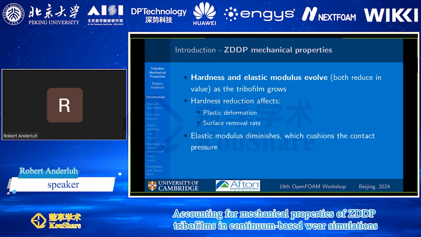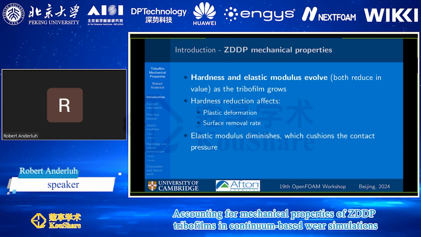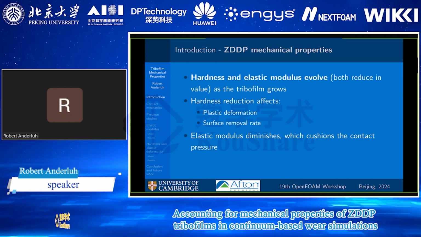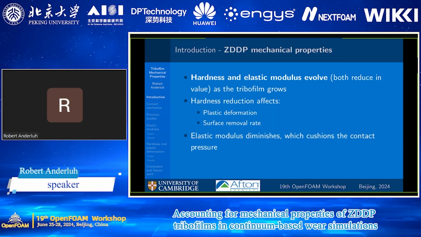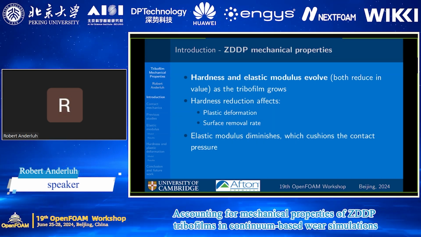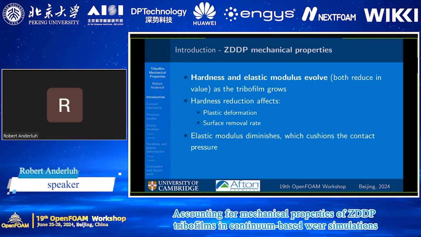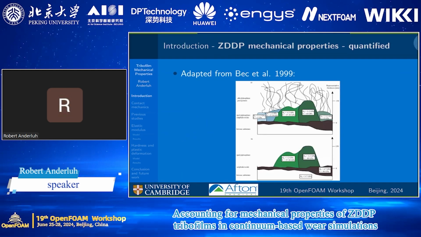And also, as the elastic modulus diminishes, the maximums of contact pressures in the system become smaller. So it is something like putting a cushion or a pillow in your contact between the two surfaces. That's how the elastic modulus reduction affects the system.